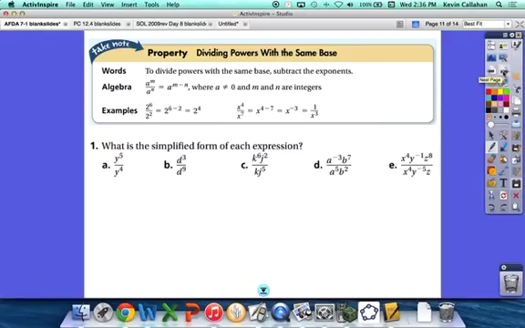Okay, now we're dividing, right? When you divide the same base raised to different powers, then you subtract. So 2 to the 6 divided by 2 squared is 2 to the 6 minus 2, 2 to the 4th. So when you multiply, you add. When you divide, you subtract. So what would be y to the 5th over y to the 4th? That would be y to the 5 minus 4, which is y. How about d to the 3rd divided by d to the 9th?